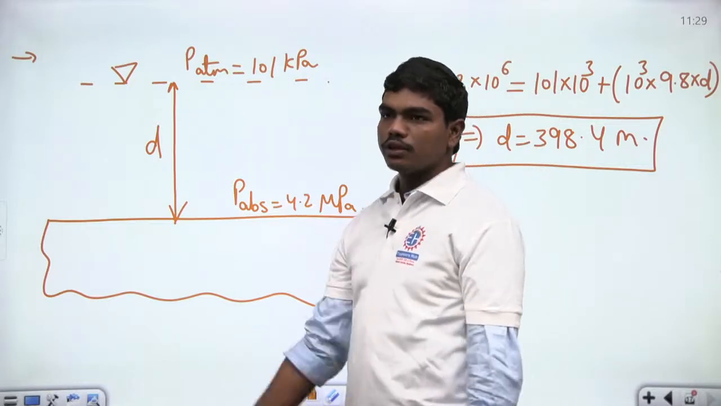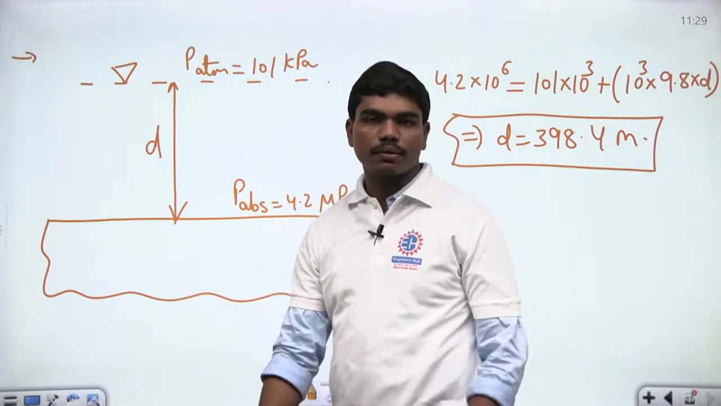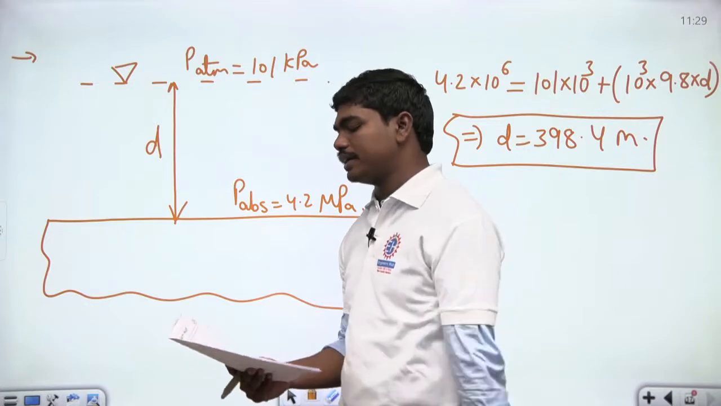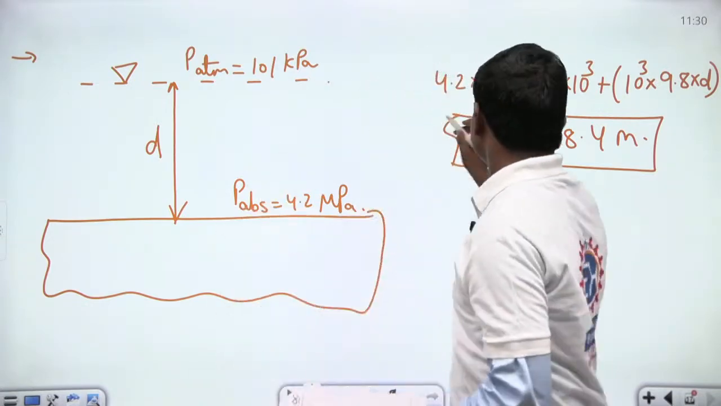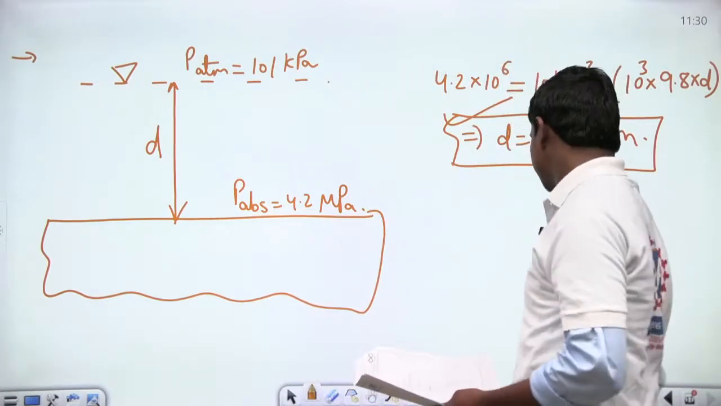Generally, submarines move in between 300 and 400 meters, some highly sophisticated ones. So definitely this could be a reasonable answer for us. Okay, so 398.4 meters is the depth at which this submarine is moving.